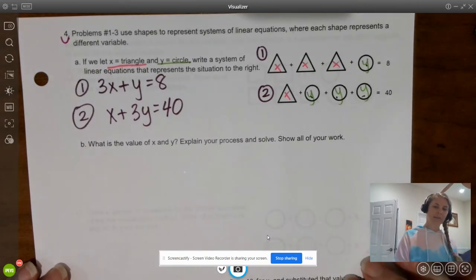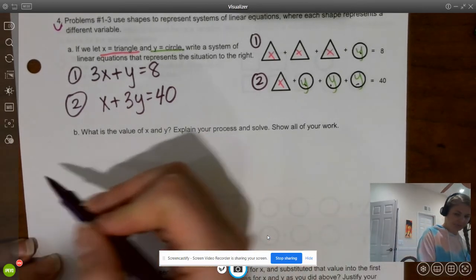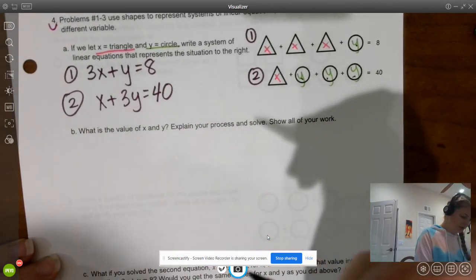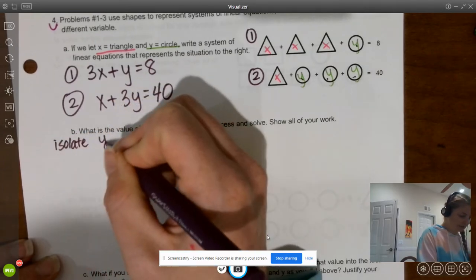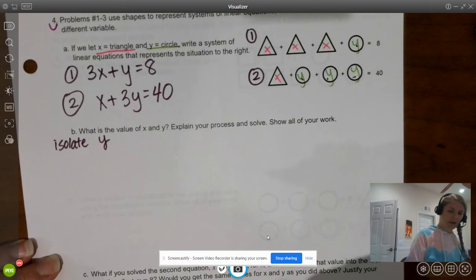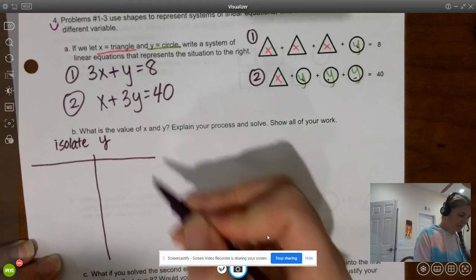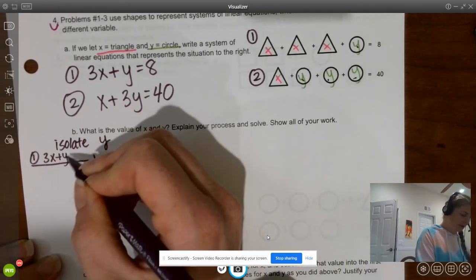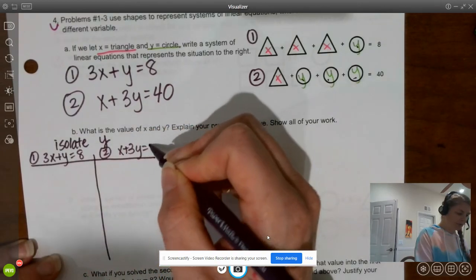Because we want the reader to be able to follow our work, what we're isolating, what we're substituting into, we're going to use a t-table. And what we're going to do is isolate y. I'm going to write equation 1 on this side, 3x plus y is equal to 8, and equation 2 on this side, x plus 3y is equal to 40.